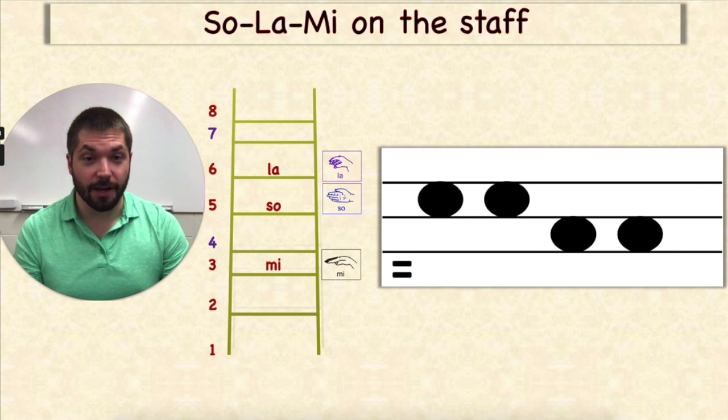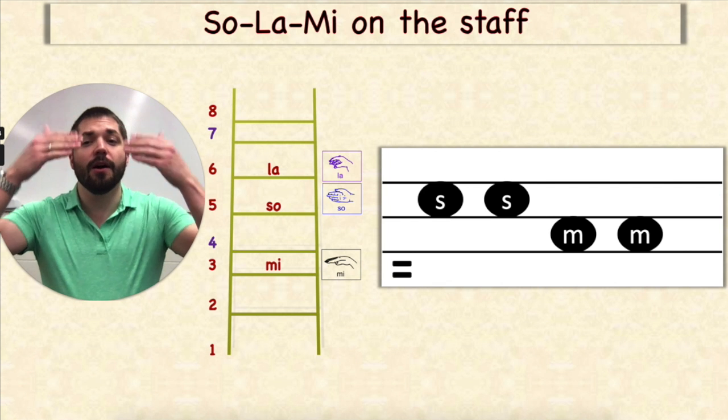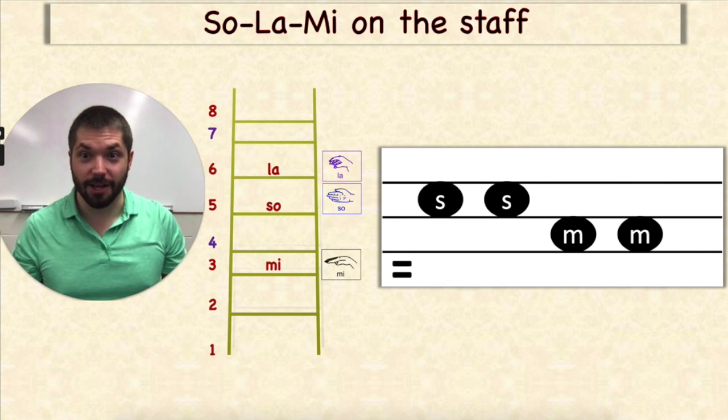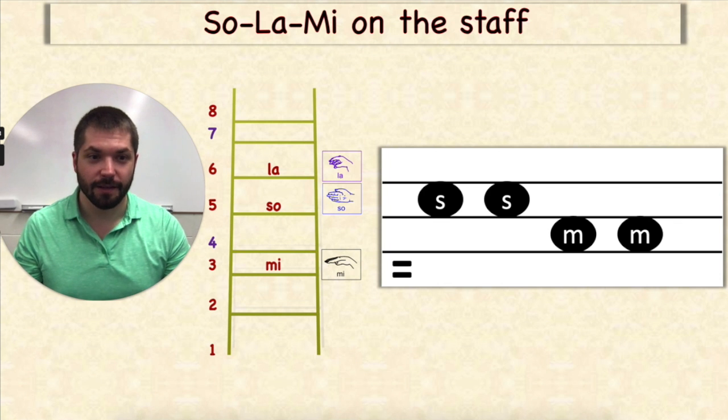All right, let's see if you got it right. I'll sing it and you sing it back and see if you're right. So, so, mi, mi. Is that what you got? Nice job. Let's try several more here.